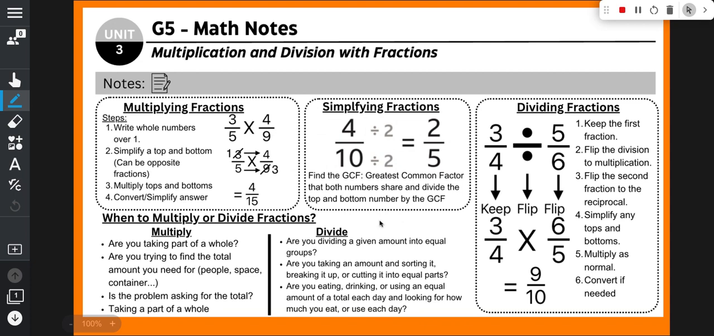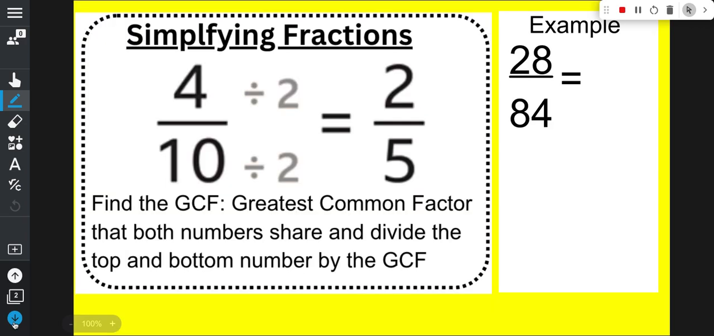Have this note sheet out. Also have your notebook ready so that you can take some extra notes and do some of the extra practice problems. Here we go. First thing we're going to talk about is simplifying fractions.